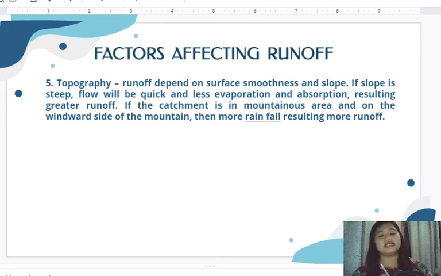Next is the topography. Runoff depends on surface smoothness and slope. If slope is steep, flow will be quick and less evaporation and absorption, resulting in greater runoff. If the catchment is in a mountainous area and on the windward side of the mountain, then there is more rainfall, resulting in more runoff.